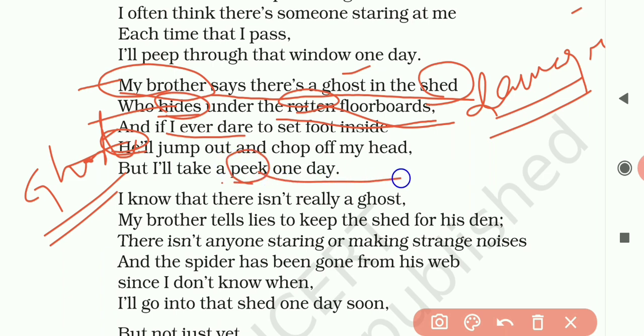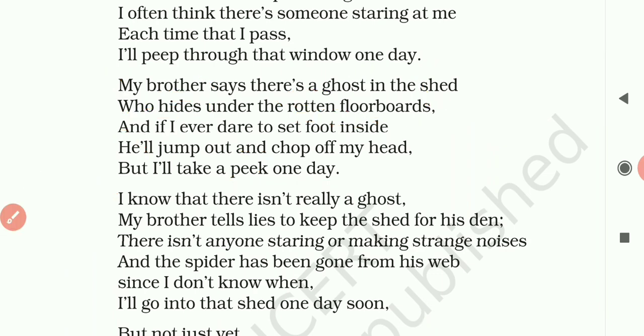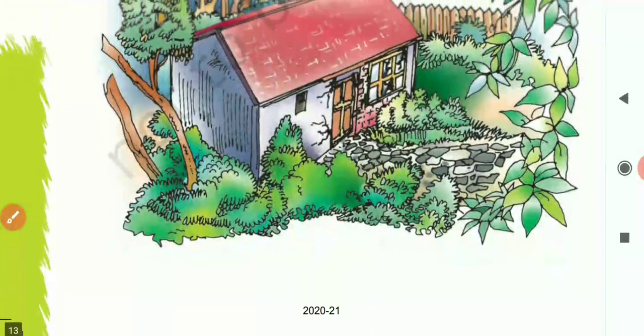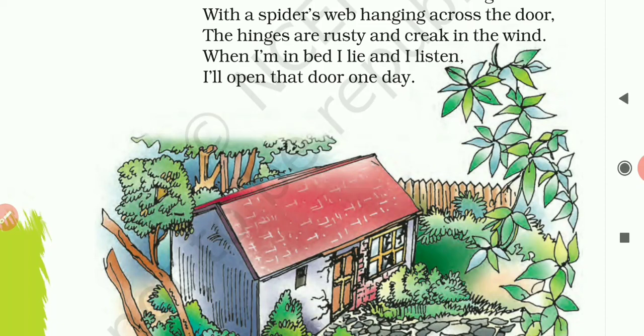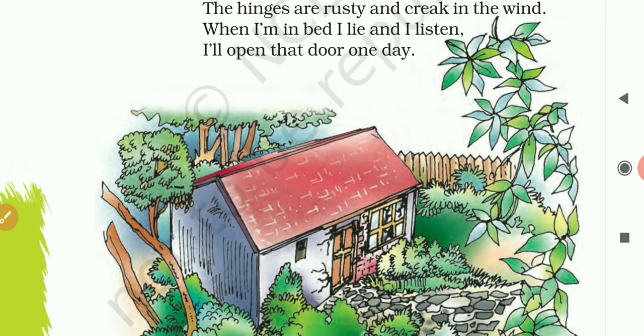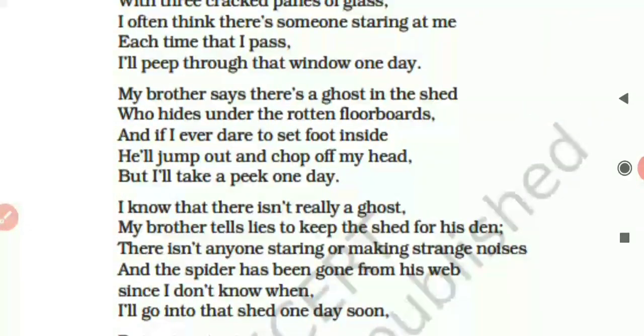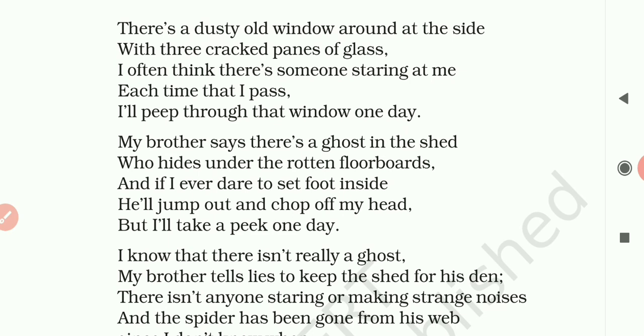Again a new word has been used here, you see. First paragraph में कौन सी word था देखो बच्चों. In the first paragraph it was written that but I will open that door one day. First paragraph में उसने क्या कहा? I will open that door one day. In the second paragraph the poet says that I will peep through that window one day.